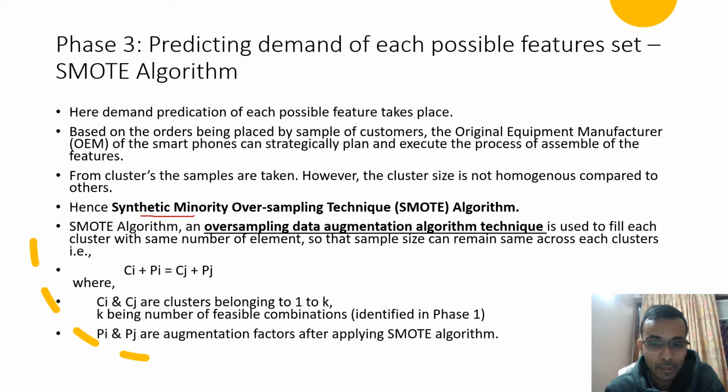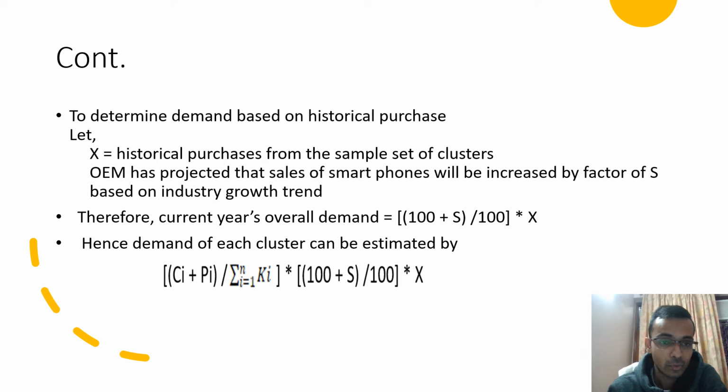On the basis of that, the SMOTE algorithm has been used. It is basically an oversampling data augmentation technique, which is used to fill each cluster with the same number of elements, so that the sample size can remain the same across each cluster. In this equation, Ci and Cj are the clusters which belong to K, where K is the feasible combination that we found in the previous phase, and Pi and Pj are the augmentation factors which are added by this SMOTE algorithm to make the clusters homogeneous across our production work. And hence, this is what it is.